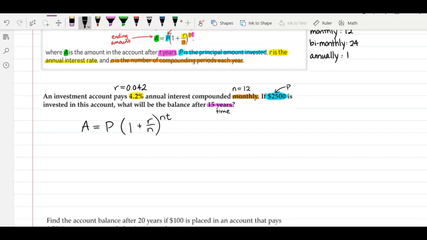So they give us all the information we need. Now we can take out the pieces of our formula and plug in the 4 pieces that we know. I'm going to take out R and put 0.042 in its place. I'm going to take out N and write 12. Since I already have t out, I'm going to replace t with 15. And finally, I'm going to replace p with 2,500.